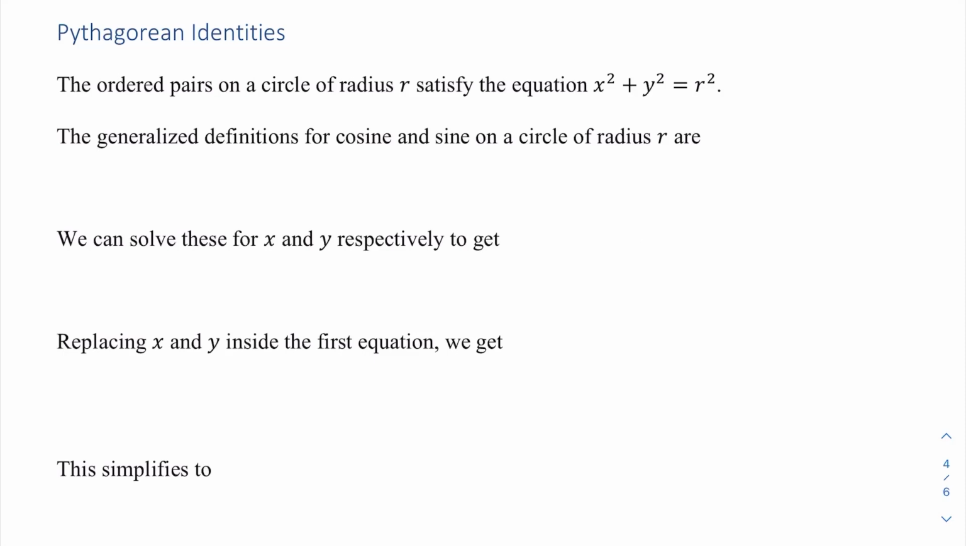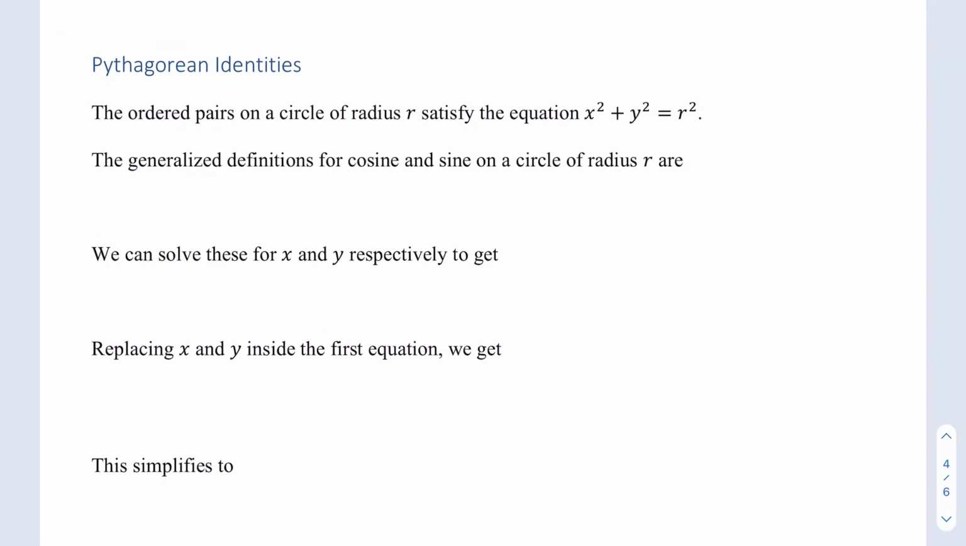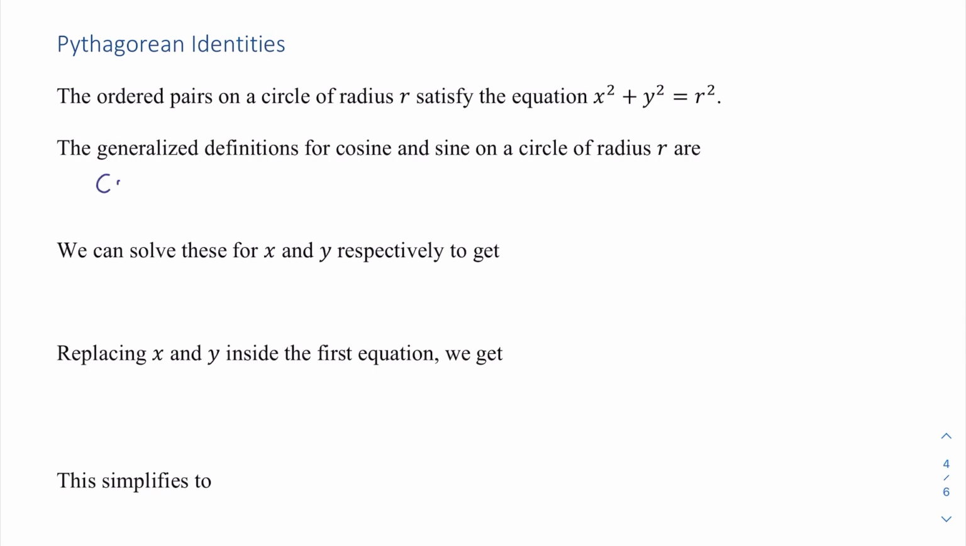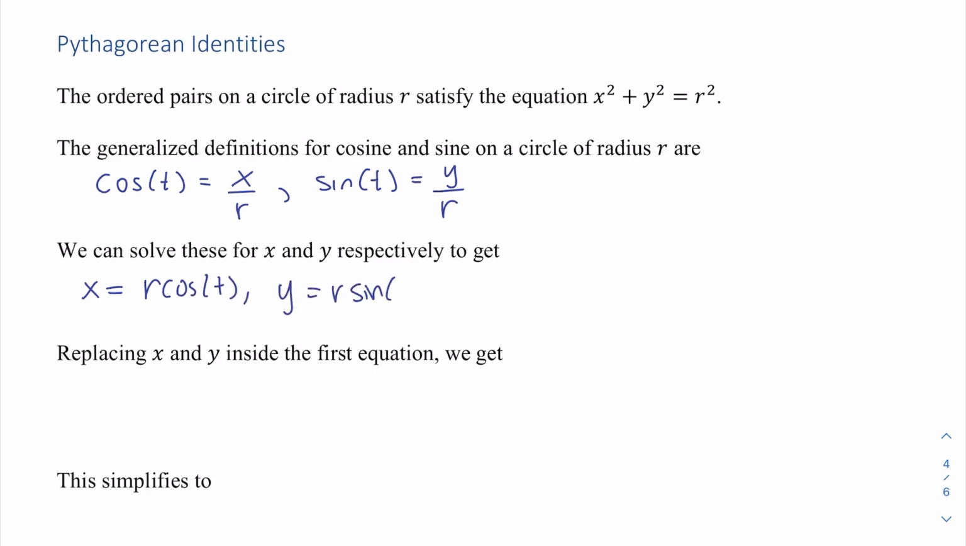Pythagorean identities. The ordered pairs on a circle of radius r satisfy the equation x squared plus y squared equals r squared. The generalized definitions for cosine and sine on a circle of radius r are cosine of t is x over r, and sine of t is y over r. Well, we can solve each of these for x and y respectively. So x is, multiplying r on both sides, r cosine of t. Do the same thing for sine. We get y equals r sine of t.